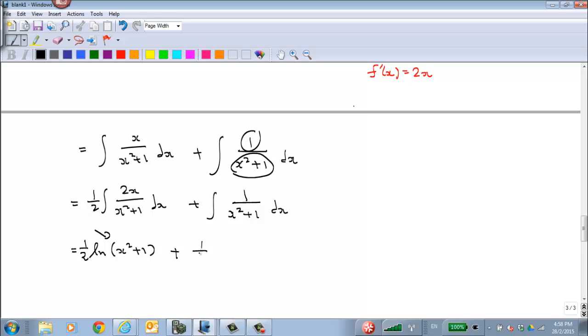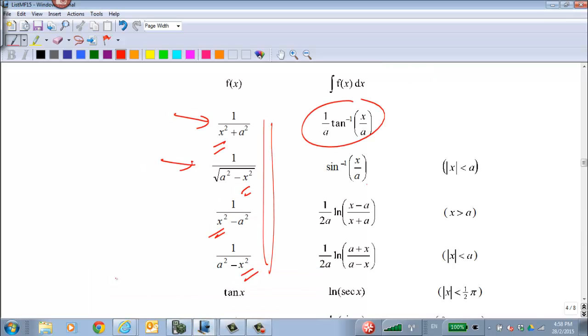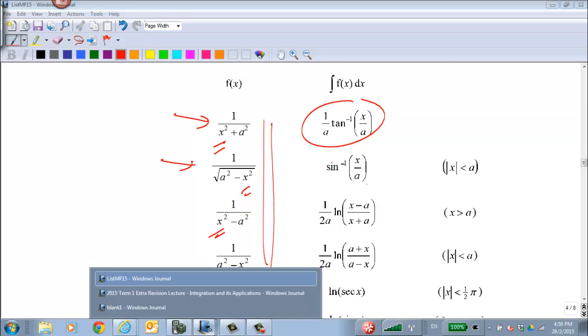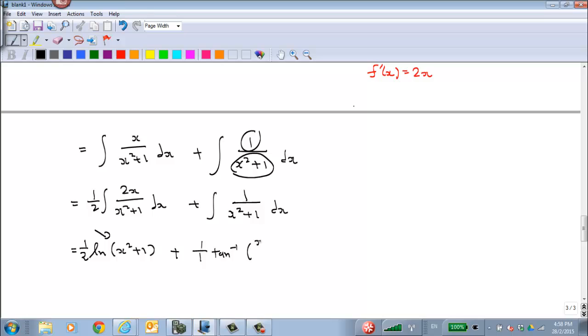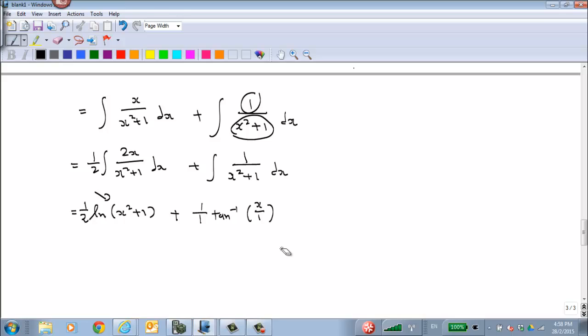Then for this one, and usually for the plus c, you can leave it to the very end. Just make sure that you simplify everything nicely, and then you put the plus c at the very end of your answer.